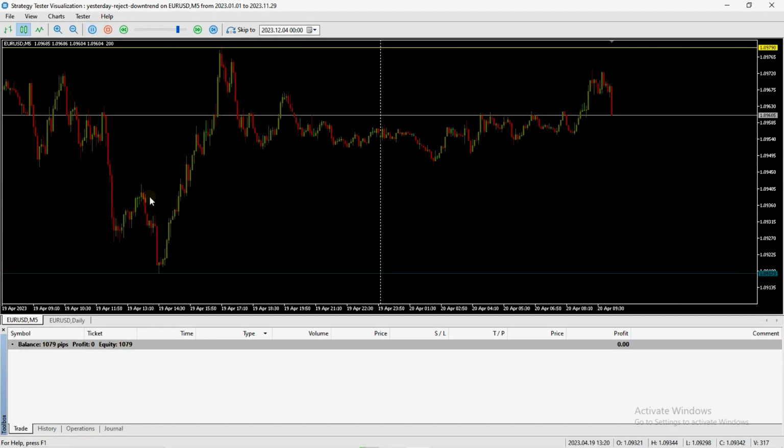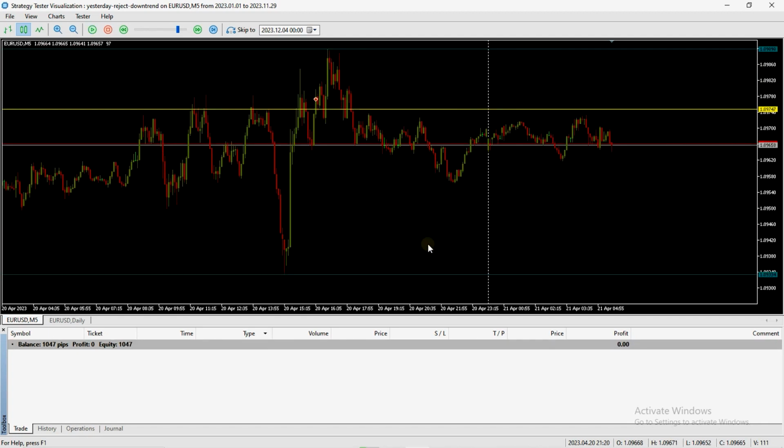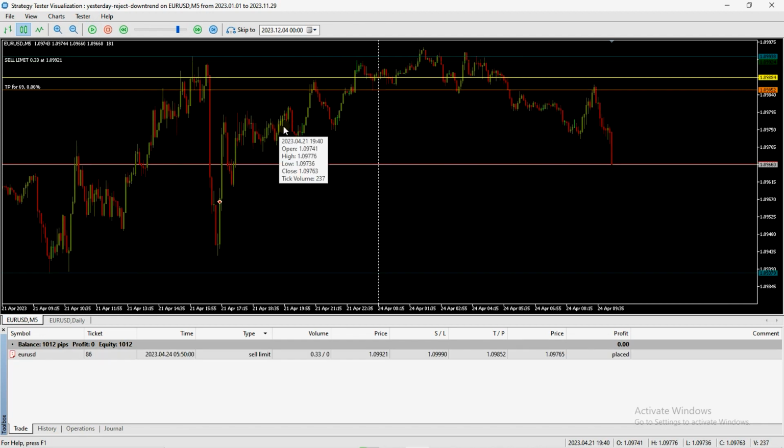It closed the position because I set it so that if, after the limit order, price goes above or below by 300 points, it deletes that order. Here again price went above yesterday's high, was rejected, and created a downtrend, and so it placed a sell limit at this high level.